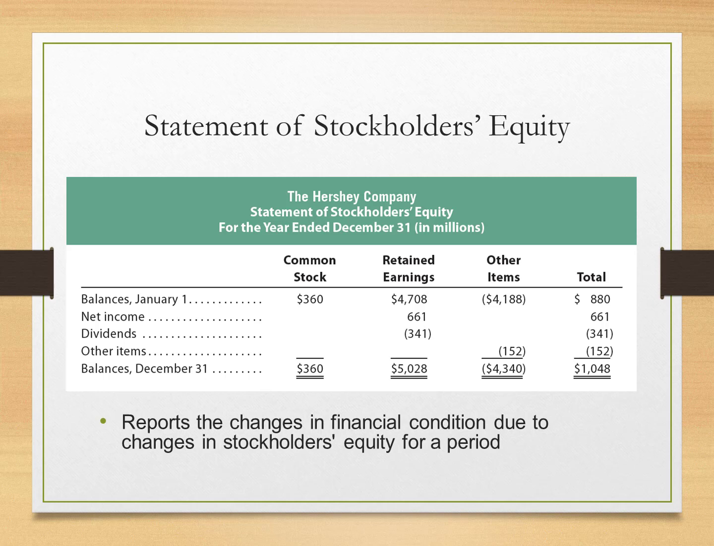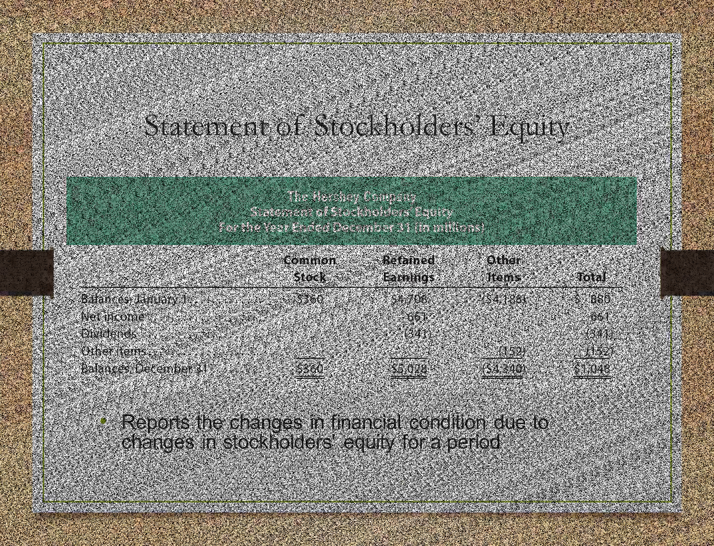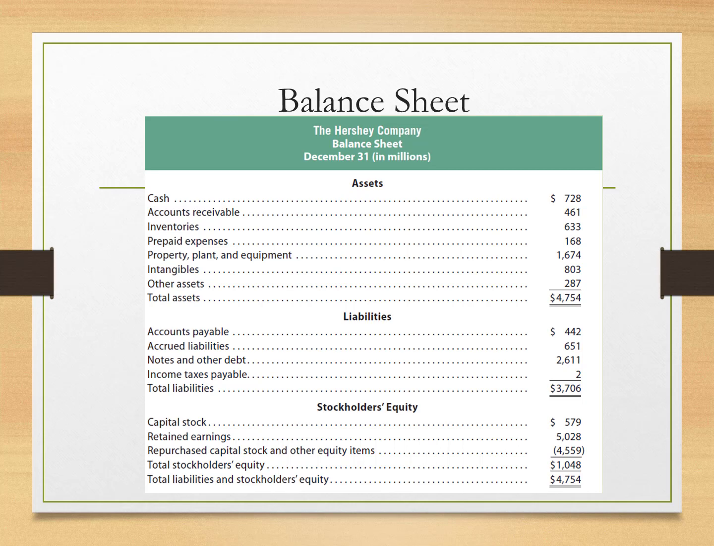Thus, we have the retained earnings, and again, the balance of the retained earnings is the beginning balance plus net income minus dividends distributed, which gives us the retained earnings for the end of the period. Now that we have the balances for common stock, retained earnings, and total, we can then complete the balance sheet. And you will notice how these numbers actually cross over to the balance sheet. Let's now focus on the balance sheet.